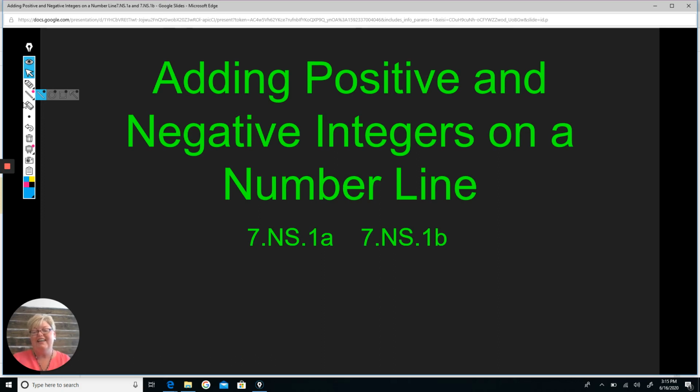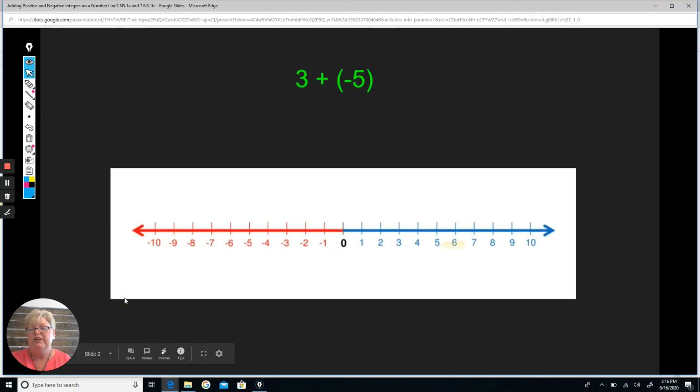I'm Ms. Hancock, and today we're going to talk about adding positive and negative integers on a number line. The standard is 7.NS.1a and 7.NS.1b. So we're going to go right along to our work. So let's look at our first problem.